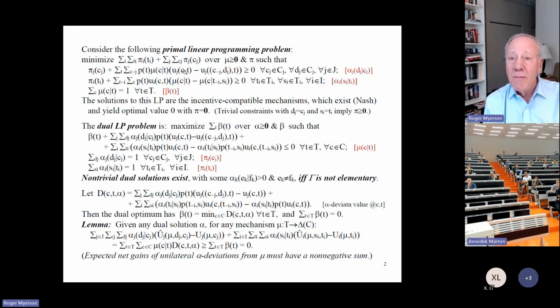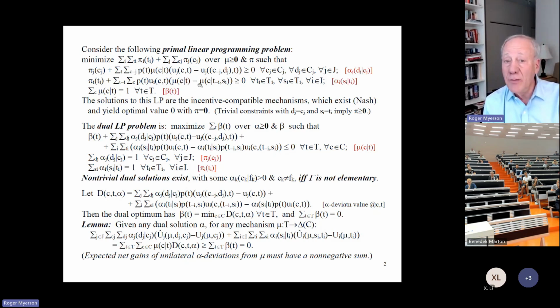Notice, by the way, because I'm quantifying over all C_J and D_J, that includes D_J equals C_J, in which case the summation term in this first primal constraint is trivially zero, and therefore the first primal constraint includes a constraint that says pi_J of C_J is greater than or equal to zero, even though I called it a free variable. One of the constraints says it's non-negative.